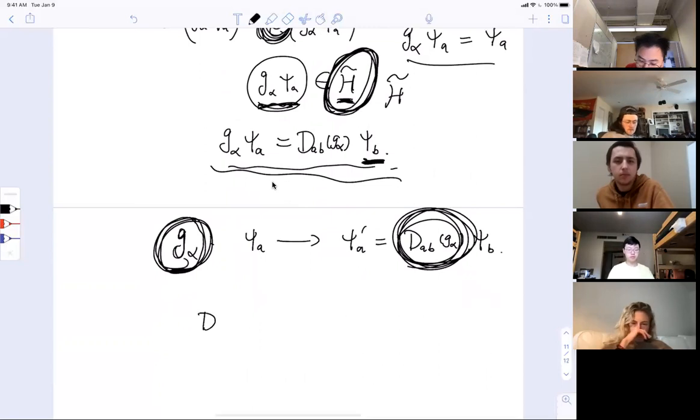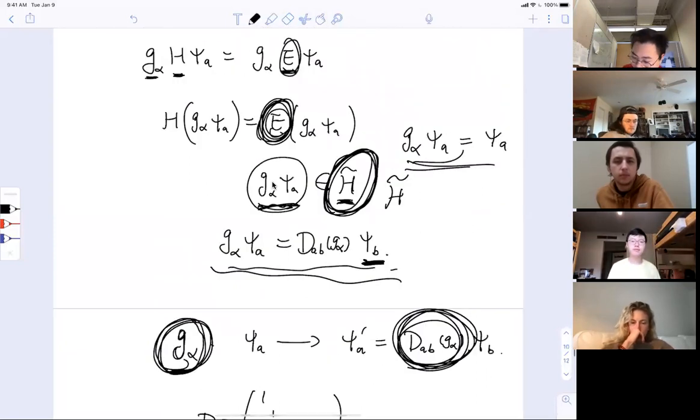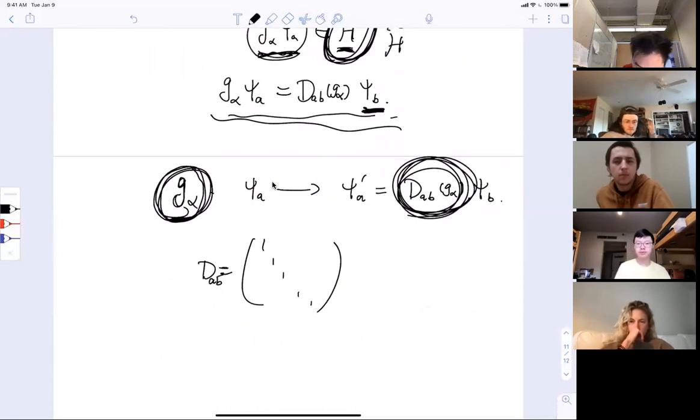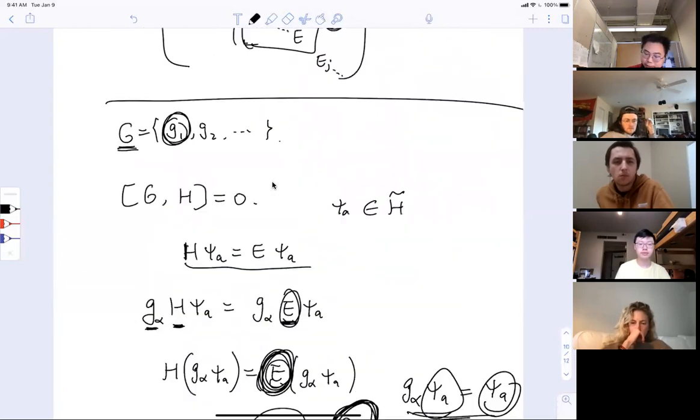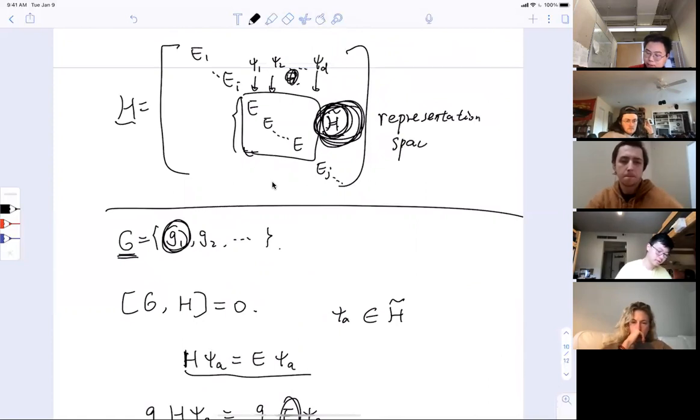Of course, your DAB can be set to 1, 1, 1, 1. For all the group elements I map to 1. Then it's just like acting on this state, you get itself. But generally speaking, it's not. So in this case, the subspace forms a representation space of your group, of the symmetry group.